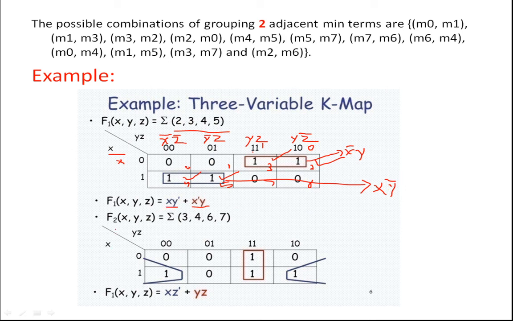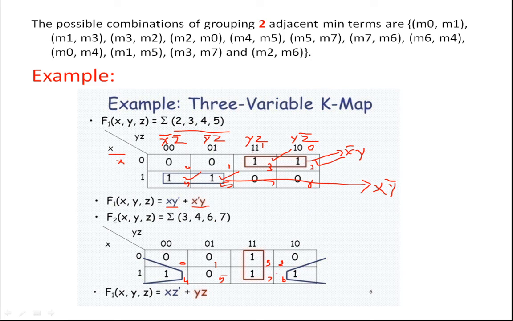Fine. Similarly, you can see in function 2 of xyz we have 3, 4, 6 and 7. So first name the cells 0, 1, 2, 3, 4, 5, 6 and 7. So check the numbers. 3 is there. Yes, in cell number 3 we are going to put 1. 4 is there. Yes, in cell number 4 we are going to put 1. 6 is there. In cell number 6 we are going to put 1, and 7 is there. In cell number 7 we are going to put 1.